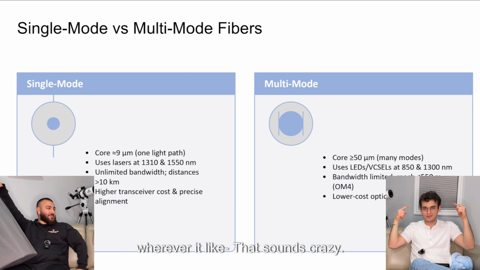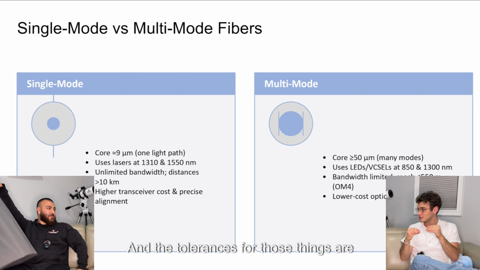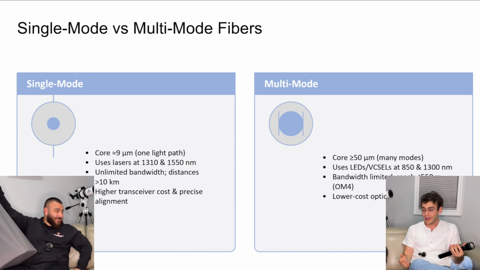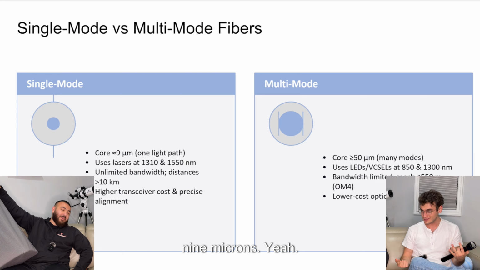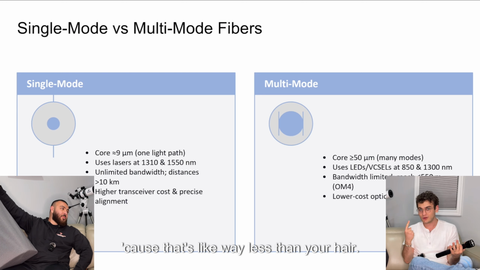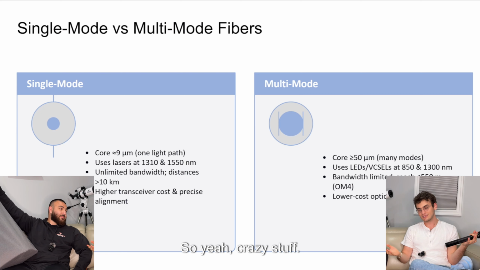That sounds crazy. Two wires just coming together like this. And the tolerances for those things are stupid. I'm sure. It's glass and light. At 9 microns. I don't know how to show you 9 microns, because that's way less than your hair. Yeah, it is. So yeah, crazy stuff.